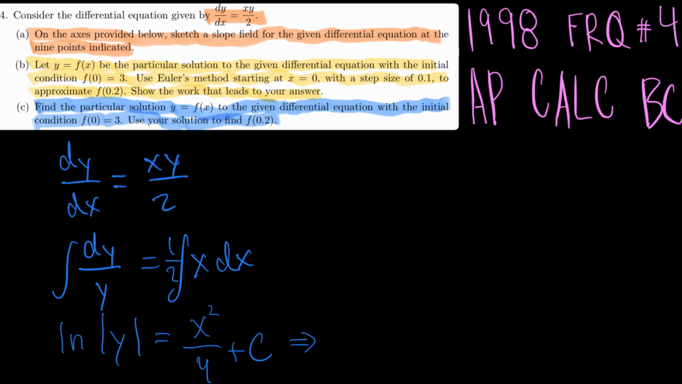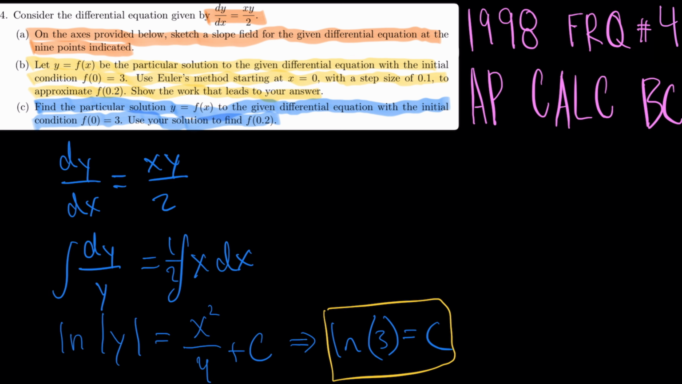So now we can solve for c. So we have f of 0 equals 3. That means that if we plug in 0 to x, well, we're just going to get 0 squared over 4, which is 0. And if we plug in 3 to y, we are going to get the natural log of 3 equals c.